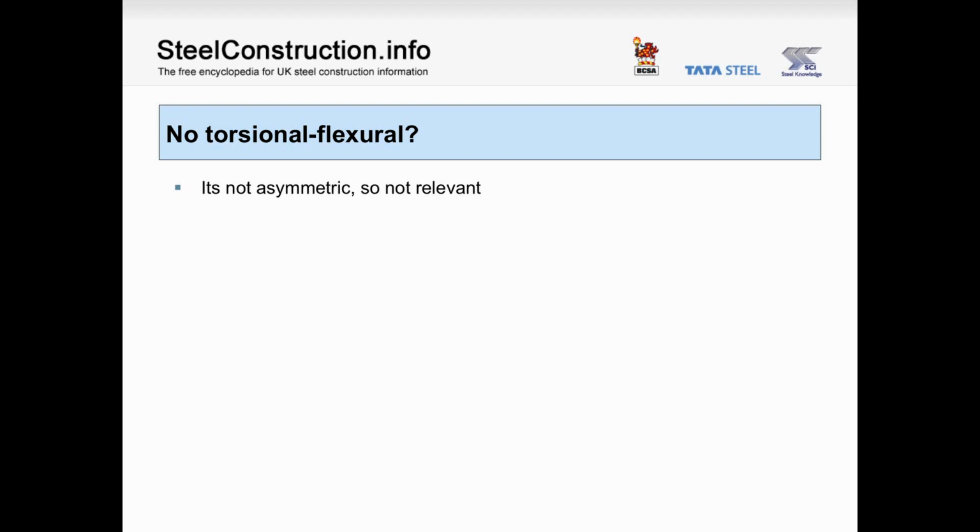You may wonder why we haven't checked torsional flexural buckling, and the answer is that a universal column section is symmetrical, and therefore torsional flexural buckling is not an issue.